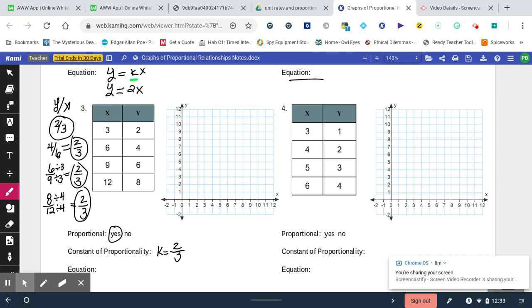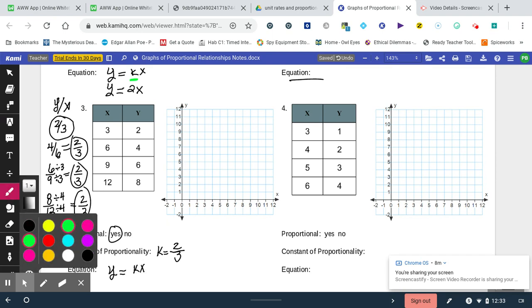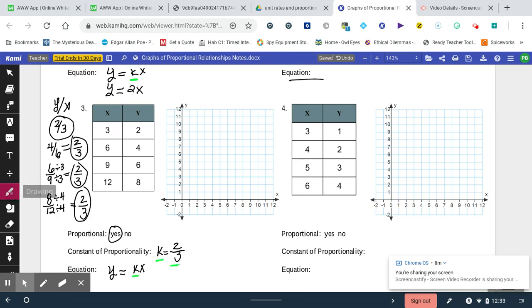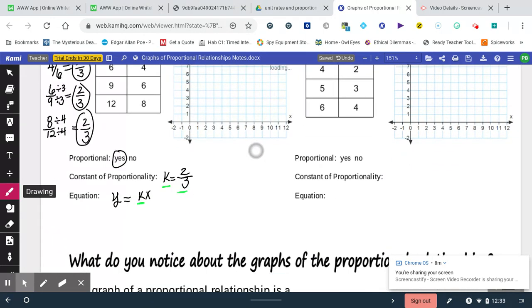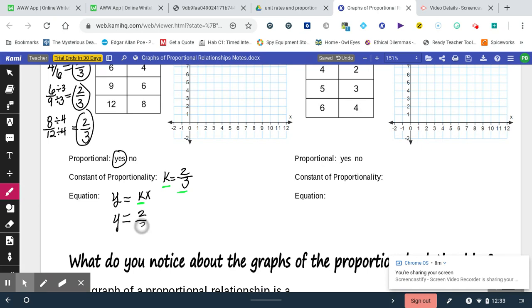And the equation is written in the form y equals kx. So k is 2/3. So when I get ready to write the equation, it comes out pretty easily. y equals 2/3 x. That's the equation.